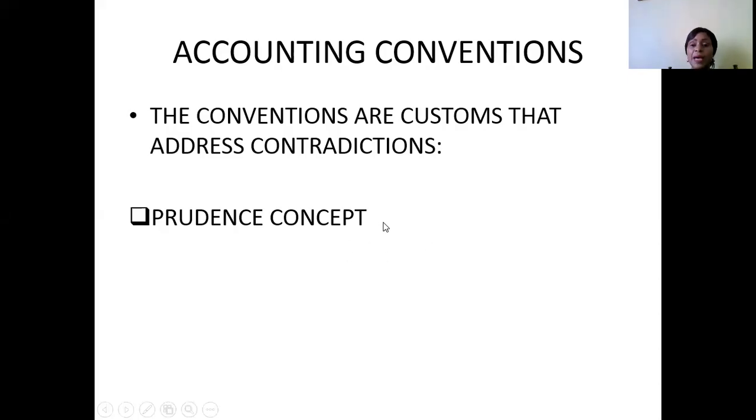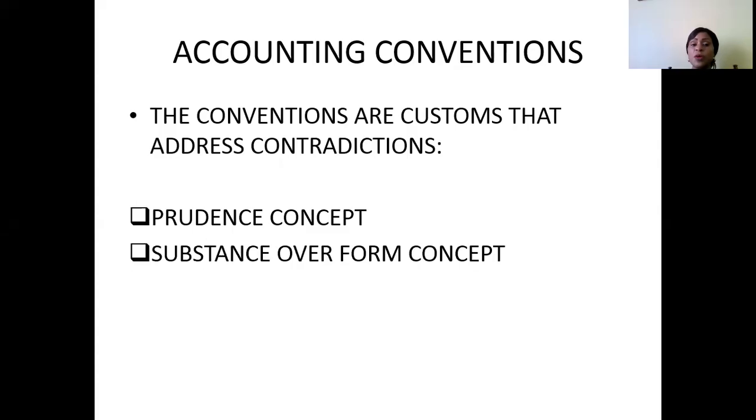The concept is applied when it comes to valuation of items like inventories. You choose the value that is less between the cost of the inventory and the net realizable value. This concept argues that you can recognize anticipated losses, but you cannot recognize anticipated gains.